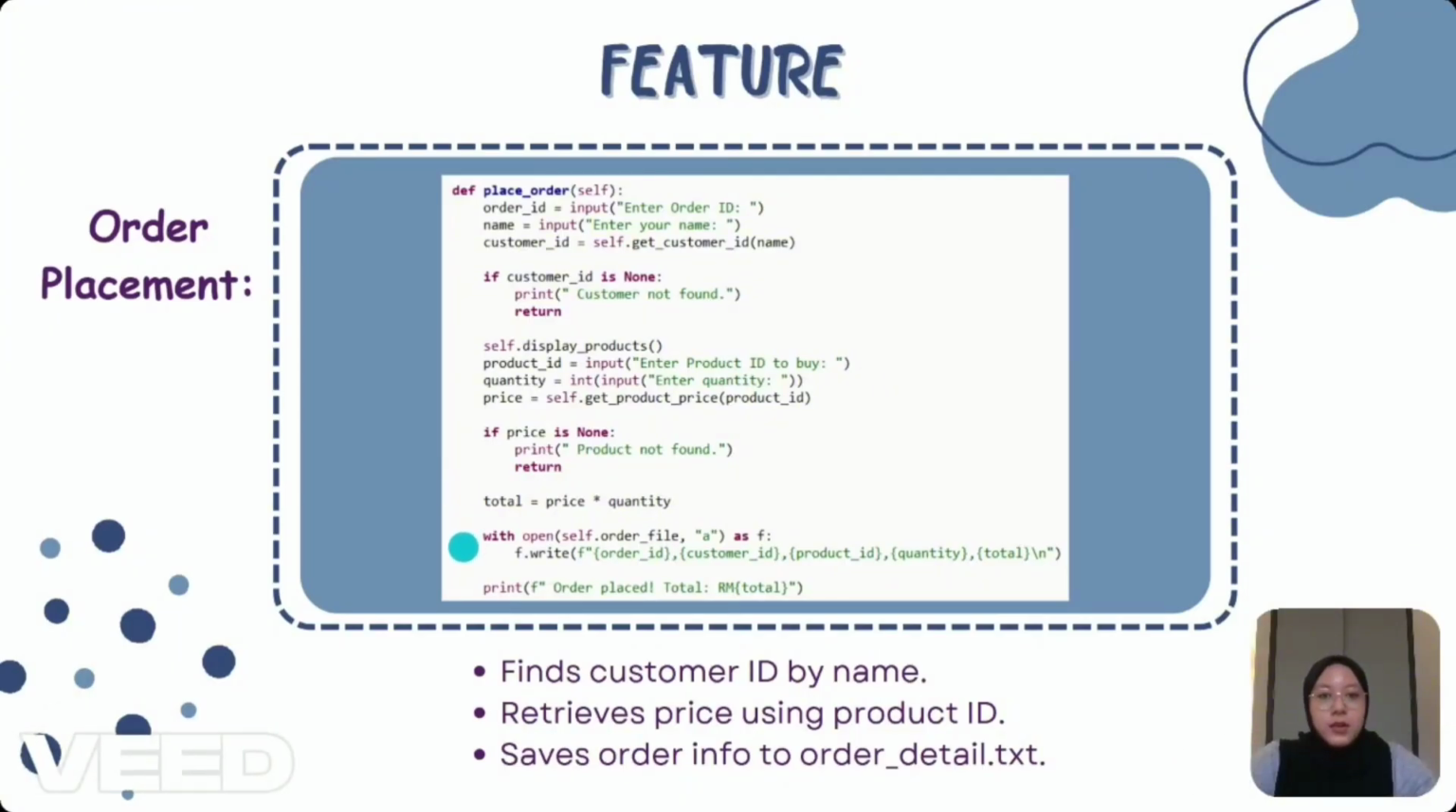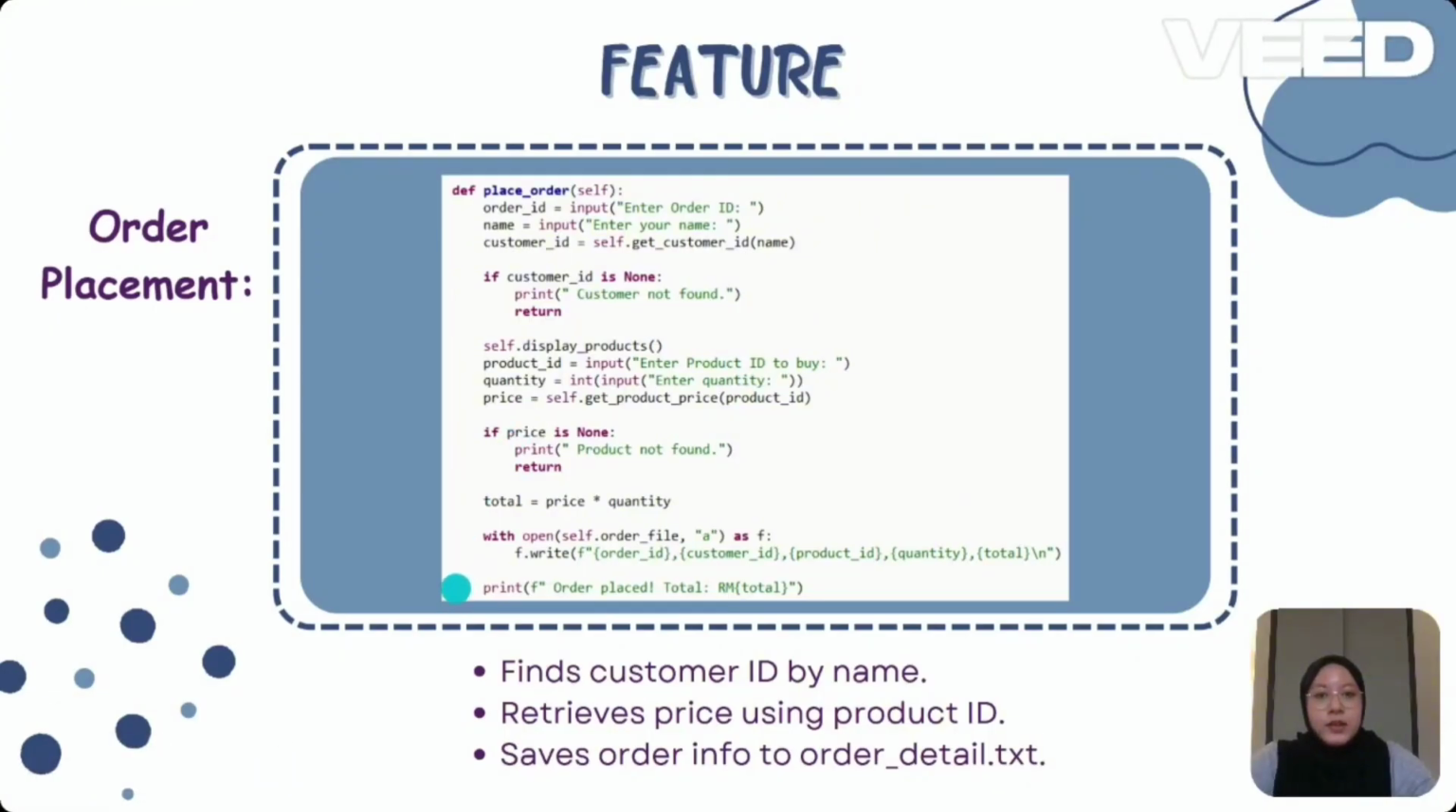And this part is order calculation and storage. So the total price is calculated by multiplying price and quantity, and the full order details are then saved into the order file in a CSV format: order ID, customer ID, product ID, quantity, and total.